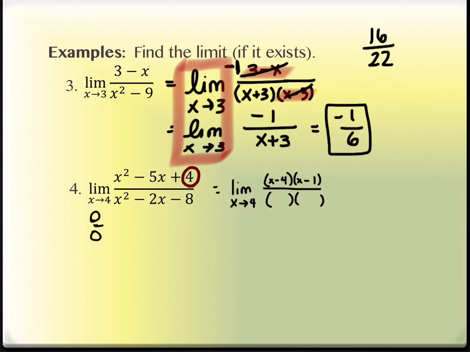So this is what we have on this one. How about number 4? How about the bottom of this one with the 4 plugged in? We still get a 0 over there. So we're going to factor this. I'll start with it.